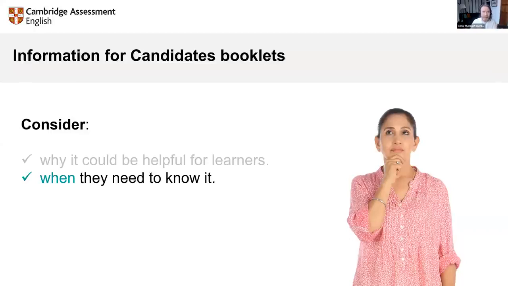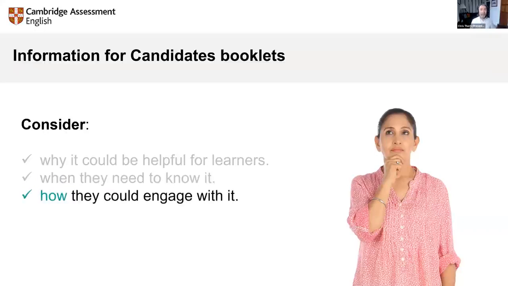So getting back to what we're going to be looking at next, as well as thinking about why content could be useful and when they might need it, I'd like you to really think about how they could usefully engage with it. And this is what I was speaking a bit about at the beginning. So I'd like you to think about how you could work with the content we're about to look at, how you could adapt it for your learners.